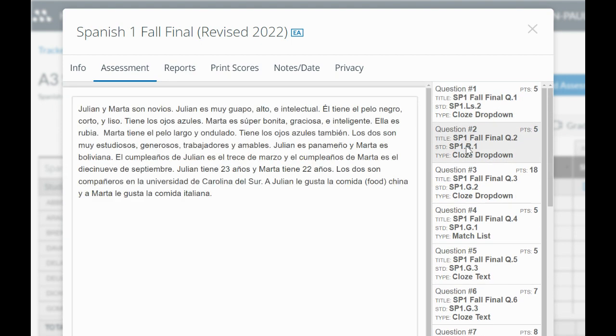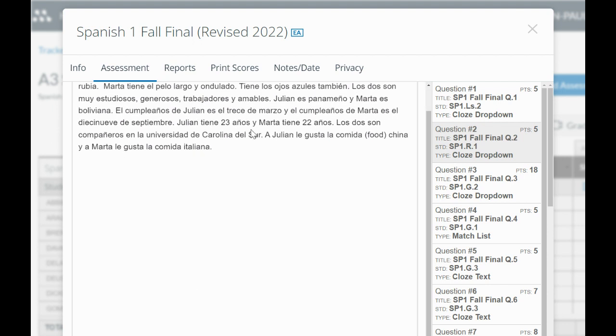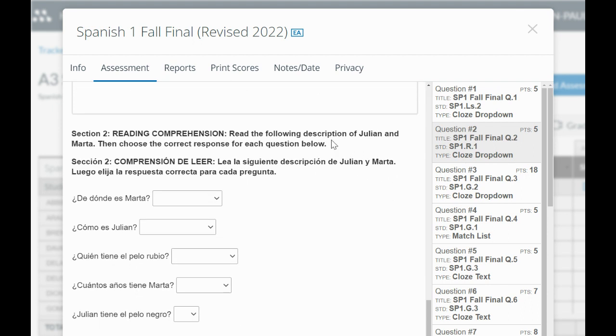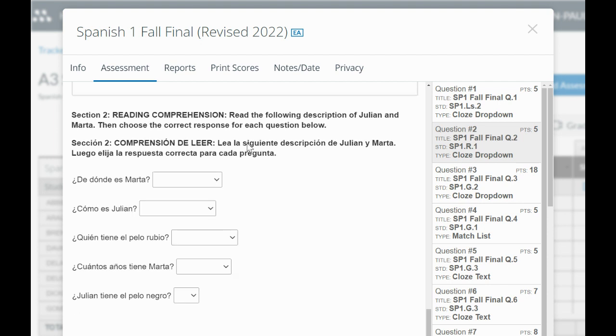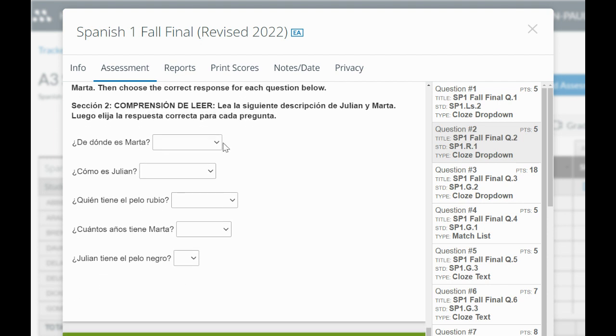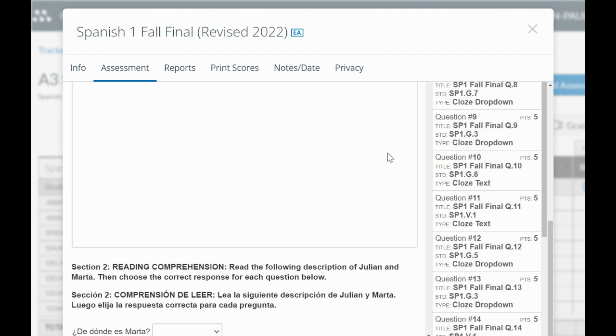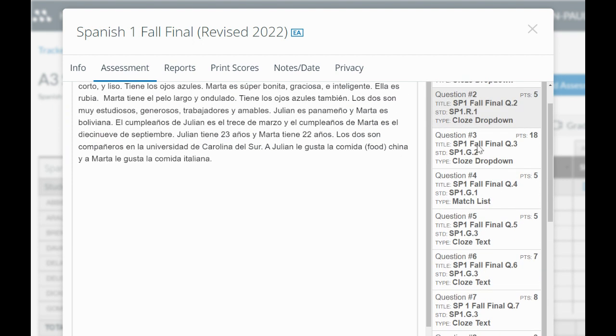Okay, question 2. You're going to read this paragraph, this dialogue, this conversation, and then choose the correct response for each question. So you'll have choices here to say the answers to the questions you read about. Okay, I'm going to go kind of fast, y'all.